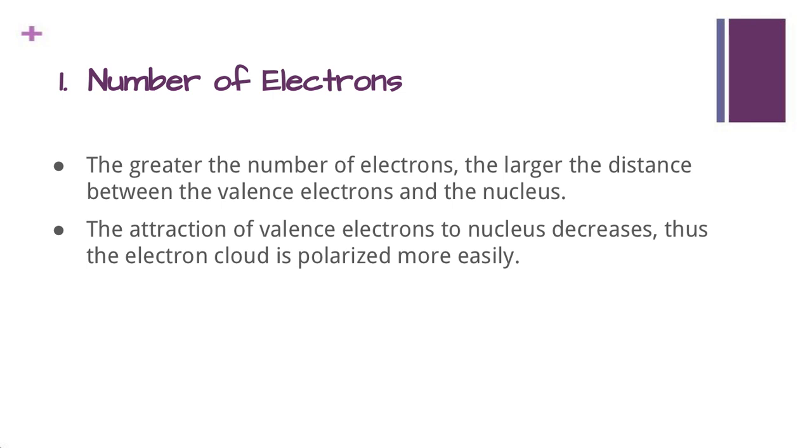First, starting with the number of electrons, the greater the number of electrons, the larger the distance we have between the valence electrons and the nucleus. And so the attraction of the valence electrons to the nucleus is going to decrease because we're getting further away from the nucleus. And so we would say that it's polarized more easily. So if there are more electrons, the magnitude of the London forces is greater.